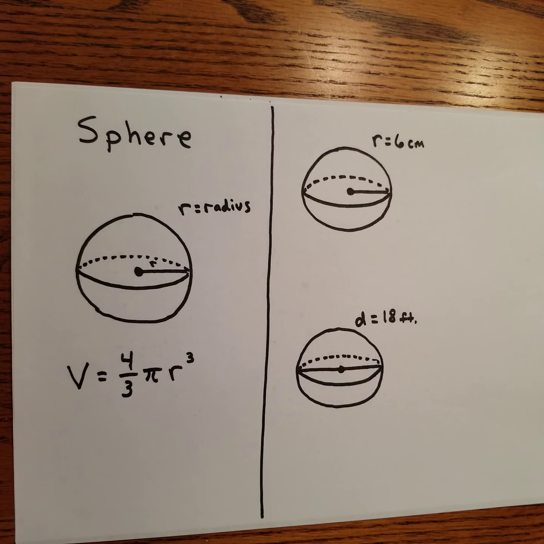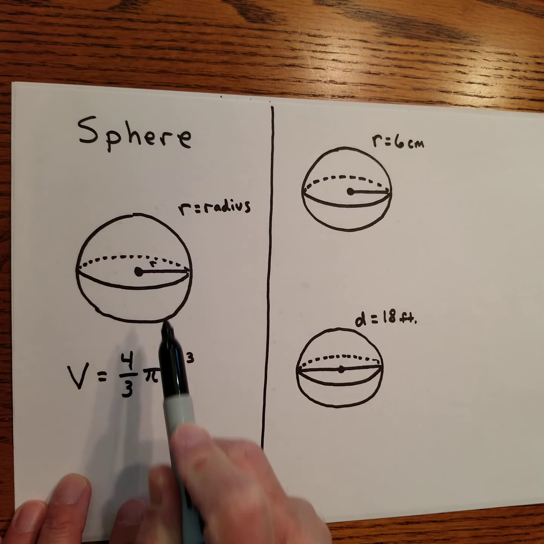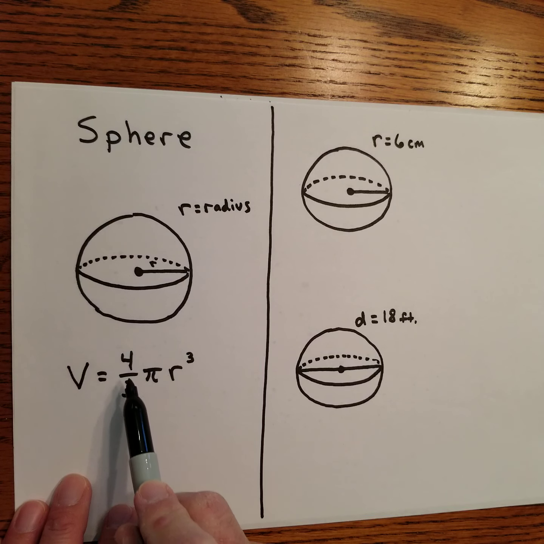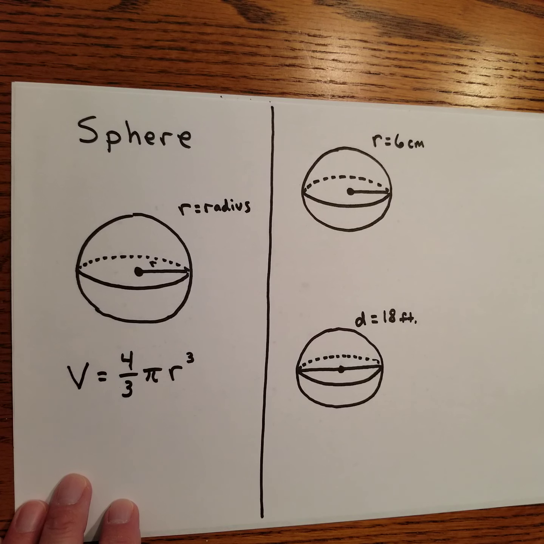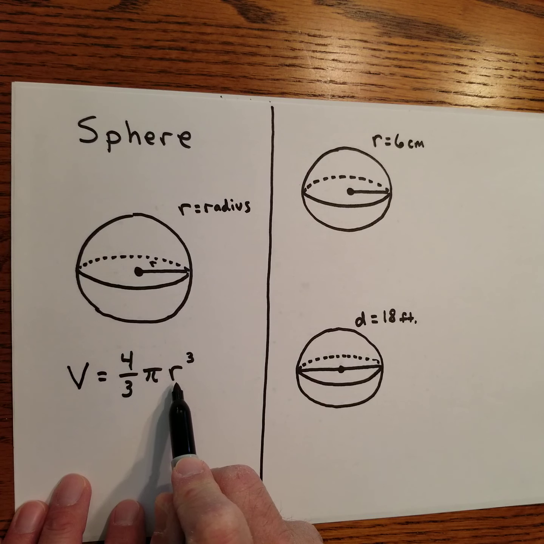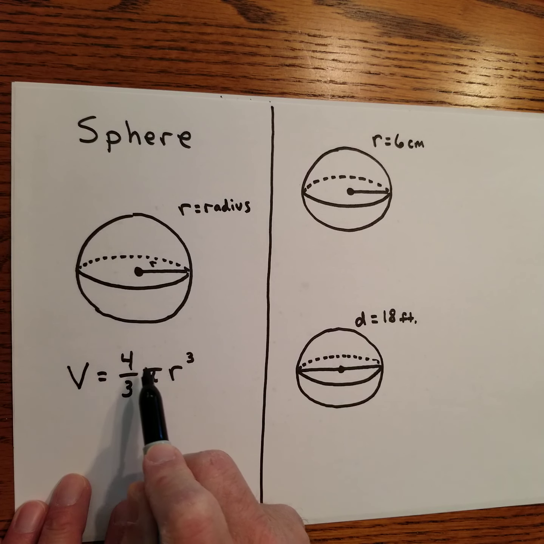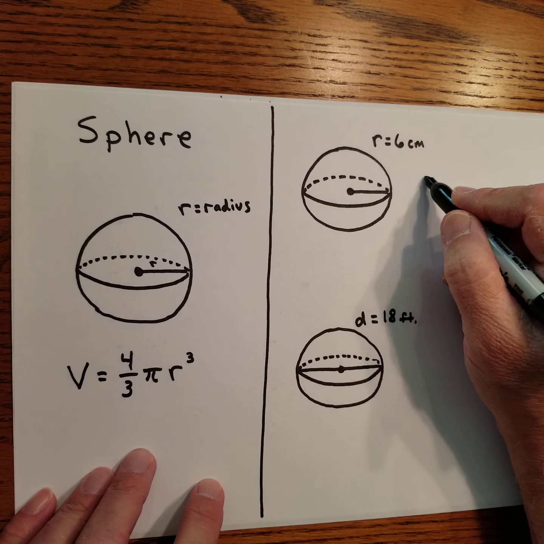Now the last figure that we'll try is a sphere. The only thing I need to know about my sphere is the radius. If I know the radius, then the formula is 4/3 pi r cubed. How will I do that on a calculator? I'll go 3.14 times r times r times r times 4, divide by 3. Let's try this one.